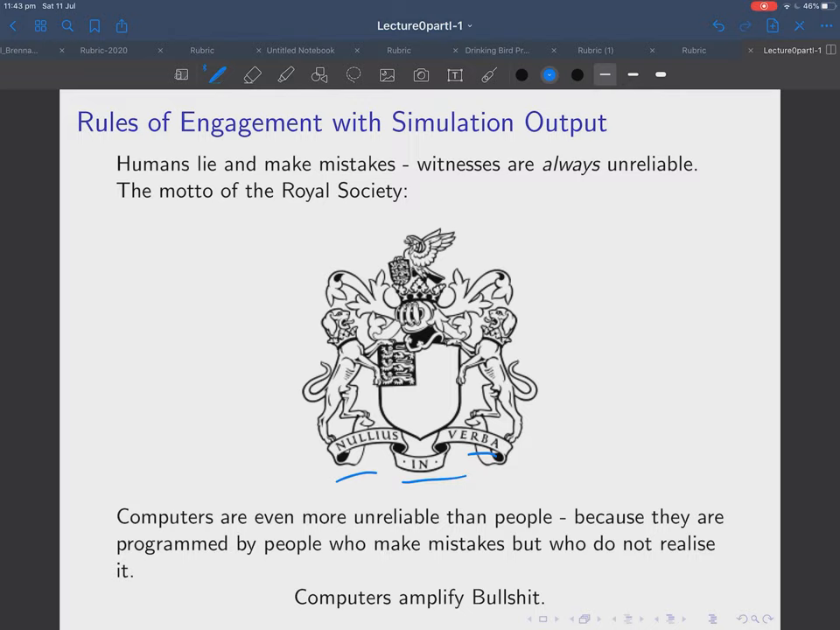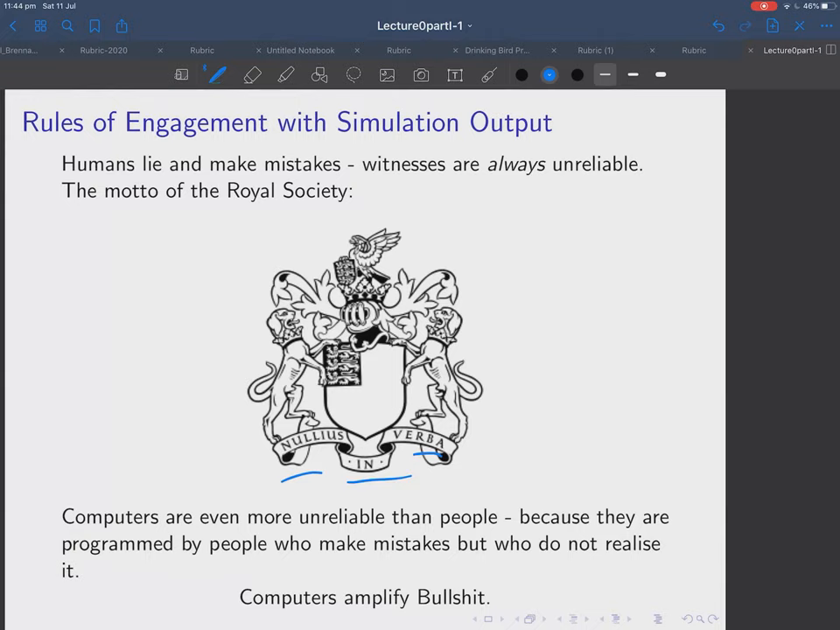Okay? And the problem with computers is that they're even more unreliable than people. Because they're programmed by people and the people make mistakes. And when they're making mistakes, they don't realize it. Most people who are programming computers aren't actually lying about things. They're just making honest mistakes. And those honest mistakes get amplified by the computer, and so the computer just puts out bullshit. So computers are wonderful bullshit amplifiers, and they amplify the mistakes which humans make. That sounds very negative. So what can we do?